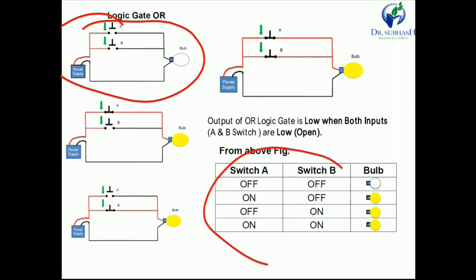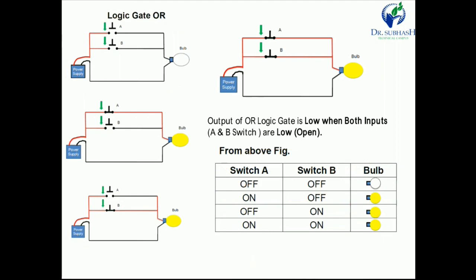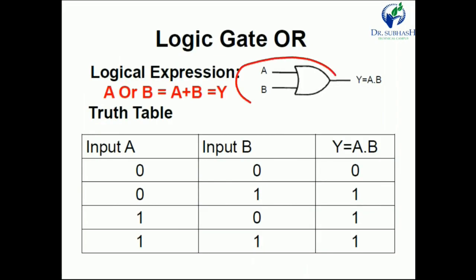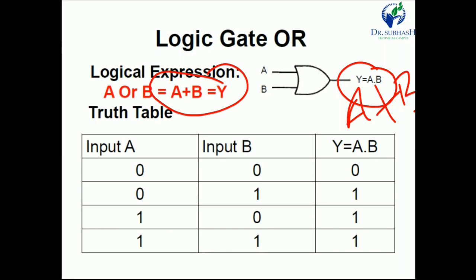So in the table, one condition the bulb is off, and in the other three conditions the bulb becomes on because there is a path for the current to flow. So this is the table for the OR gate. Now this is the symbol, with inputs A and B. You have to remember, here is a common mistake: y is equal to A plus B, because this is the OR operation. So OR is nothing but the plus operation, and AND is nothing but the dot or multiplication operation.